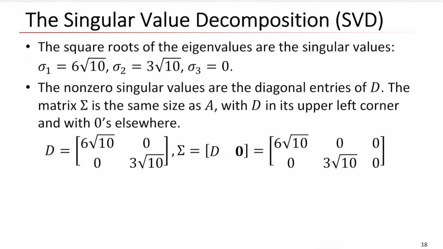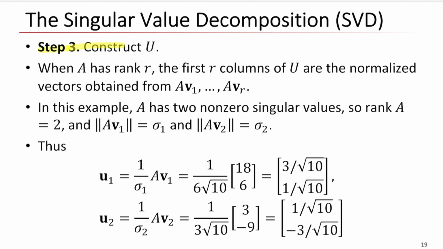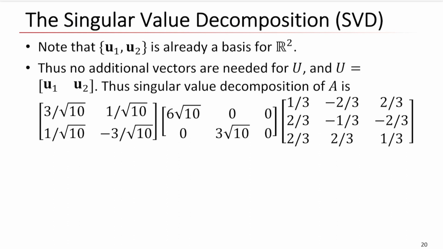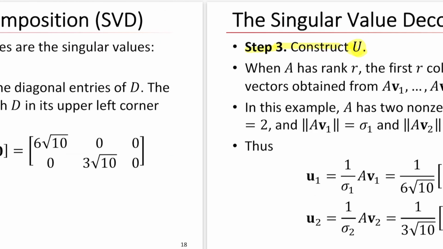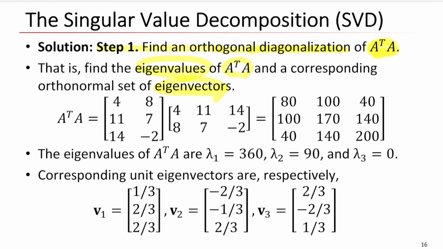U, right? So in step 3, we have to construct U, and finally, we can decompose the matrix A as U sigma V transpose, right? So this is the singular value decomposition. So let's do that step by step.